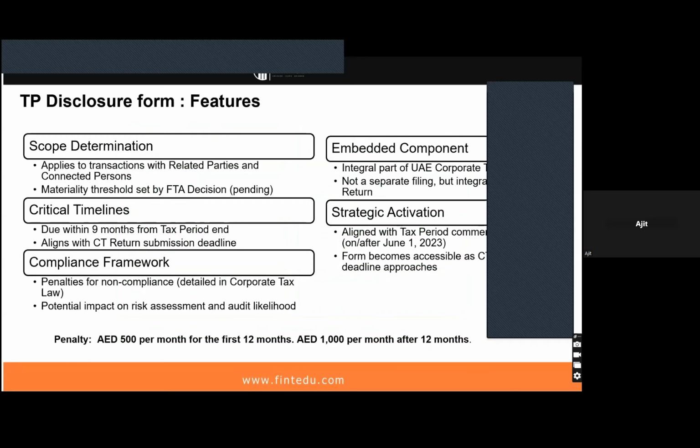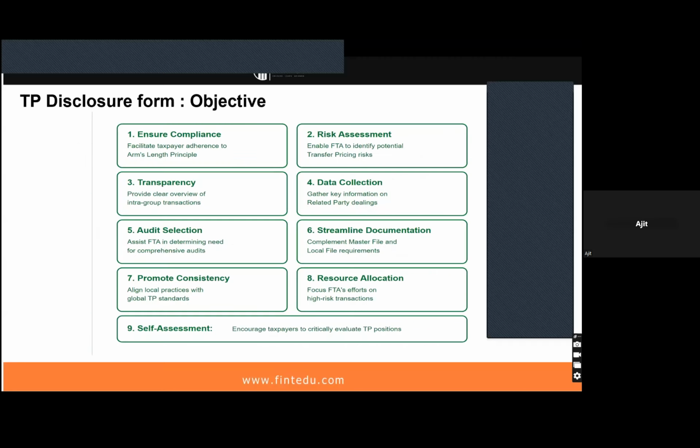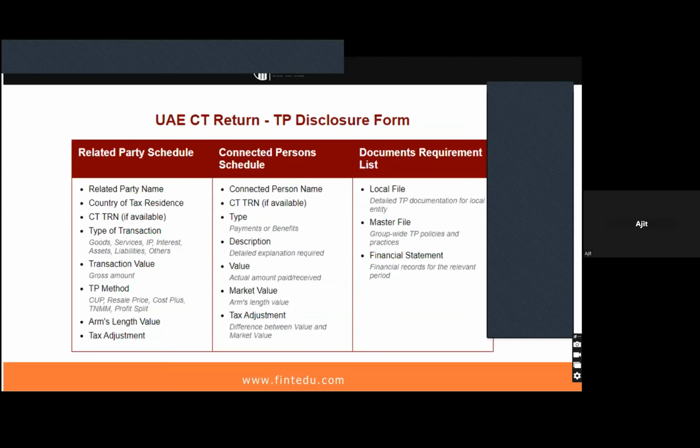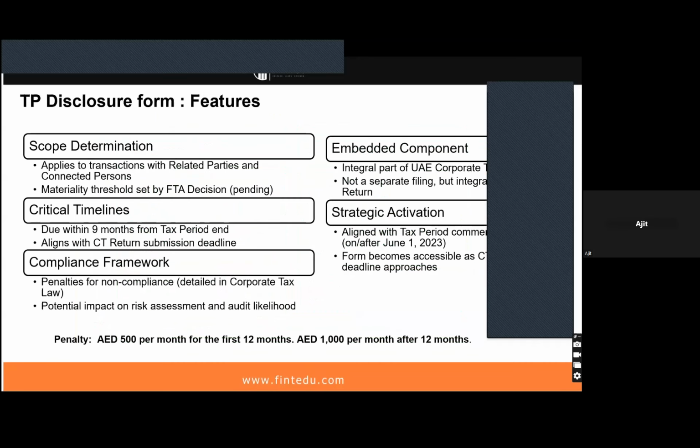So if we talk about the features of this disclosure form, we already discussed that there are three sections: related party schedule, connected person, and documentation requirement. But there are some specific features. First, this is embedded in the original corporate tax return, not a separate filing. And there's a strategic activation. So you will not be able to see this disclosure form while going onto the FTA site as it is.